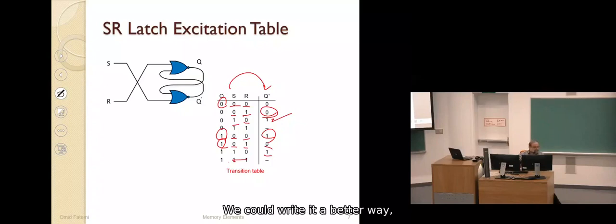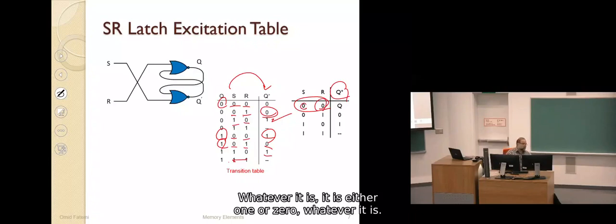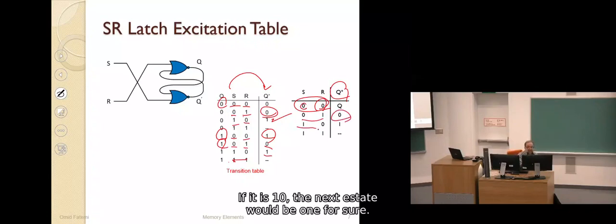We could write it a better way, which we call the excitation table. With the excitation table, depending on the inputs and the state, which here is Q, we determine the next state, Q plus. If the inputs are both 0 and 0, the next state is the same as the previous one, whatever it is, either 1 or 0. But if you have 0, 1, the next state would be 0 for sure. It resets. If it is 1, 0, the next state would be 1 for sure. If it is 1, 1, it is not valid and it is not good.